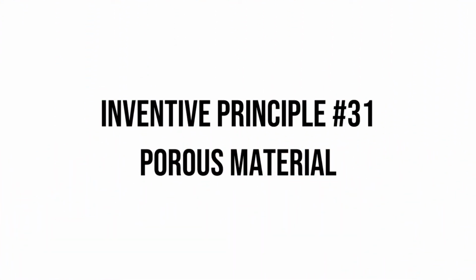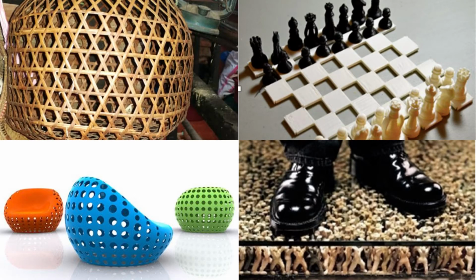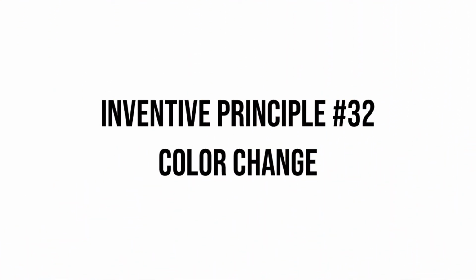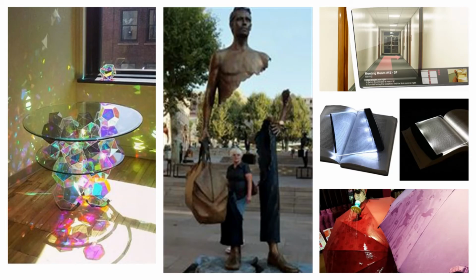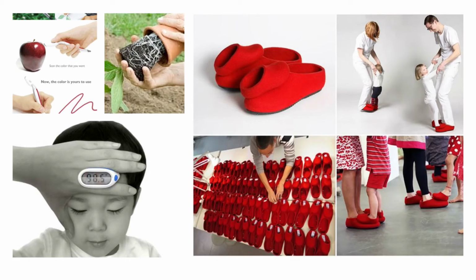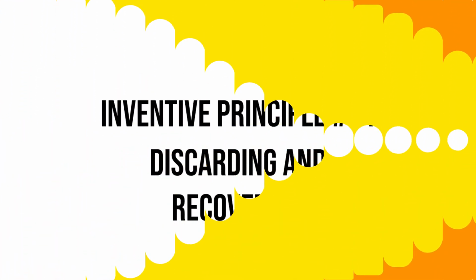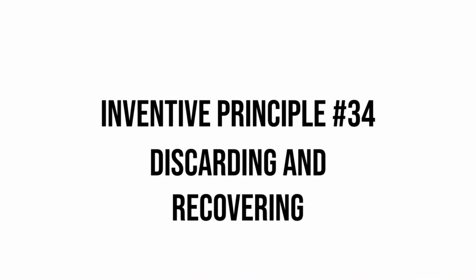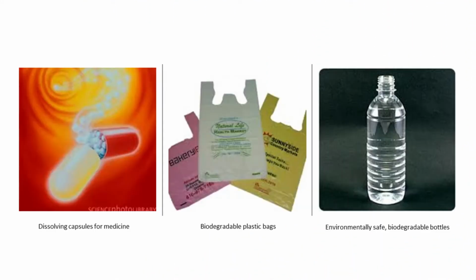Porous material. Make the objects porous. Color change. Change the color of an object or the environment. Homogeneity. Make objects that interact with each other be of the same material. Discarding and recovering. Discard and restore the object after fulfilling an objective.